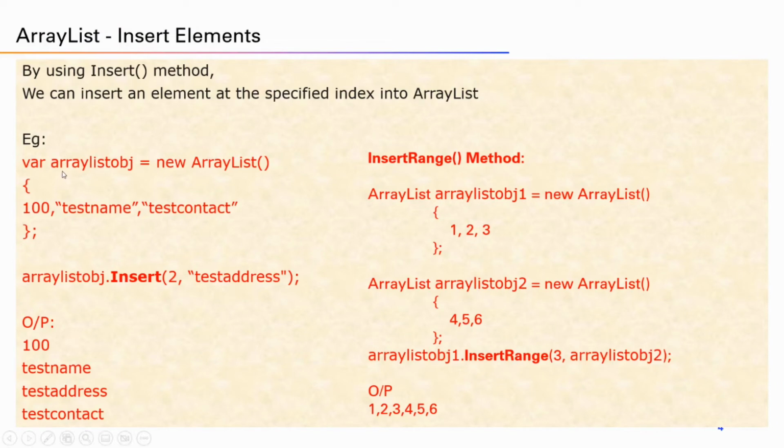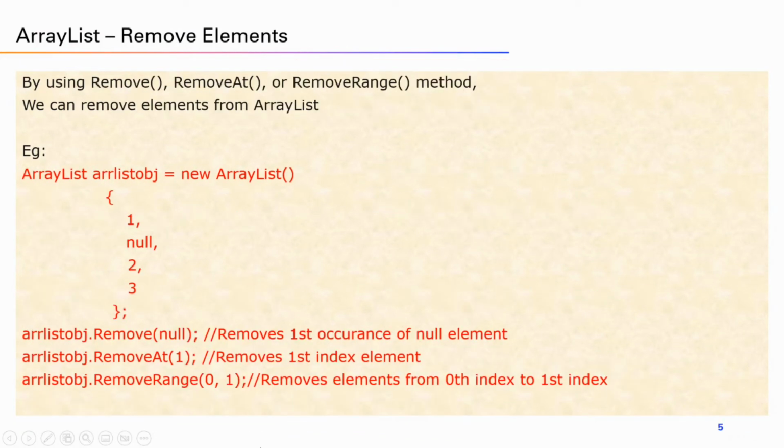For example, here I created an object for ArrayList and assigned some values, and called the Insert method, and inside the parentheses specify the index and value. This will insert the test address value at index 2. Like Insert, by using the InsertRange method, we can insert a collection into an ArrayList at the specified index like this. By using the Remove methods, we can remove elements from an ArrayList.